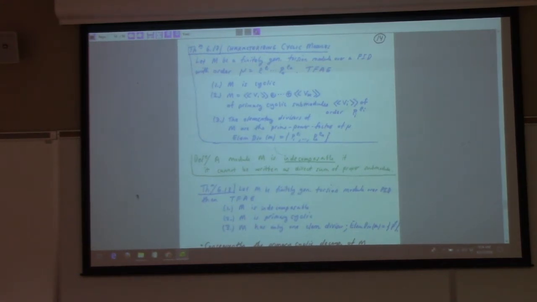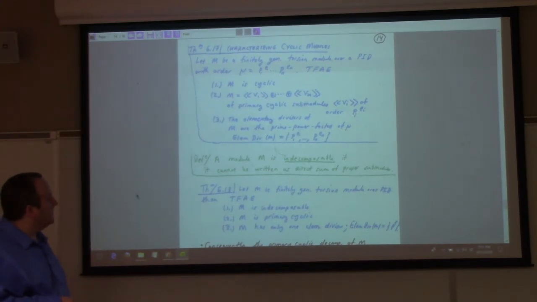So the following are equivalent. M is cyclic. This is a special case. If we have a finitely generated torsion module with order mu, then the following are equivalent. M is cyclic. M is the direct sum of these, of order P_i to the e_i, and the elementary divisors of M are the prime power factors of mu.